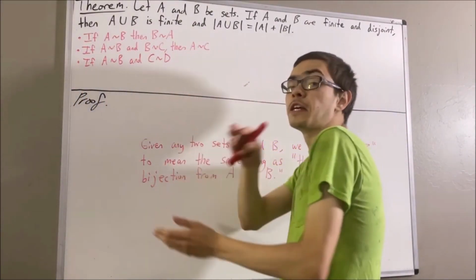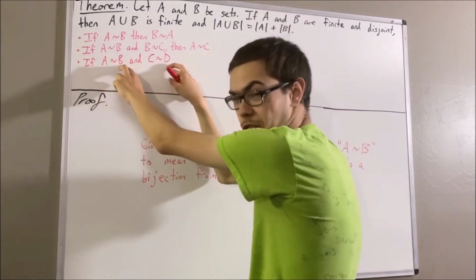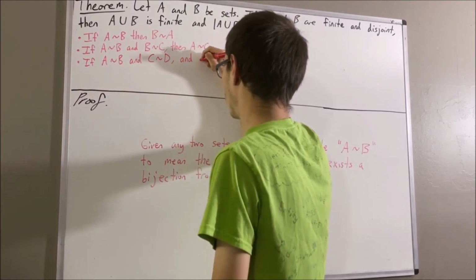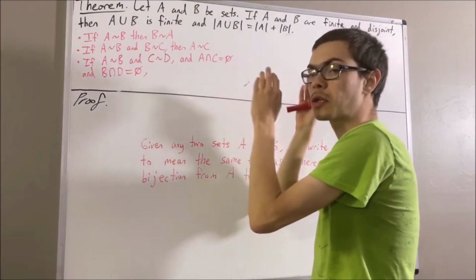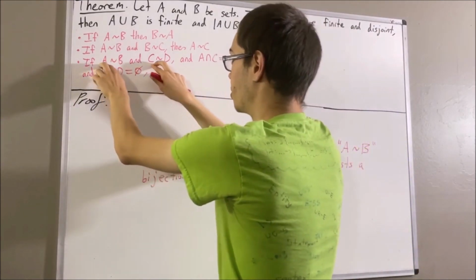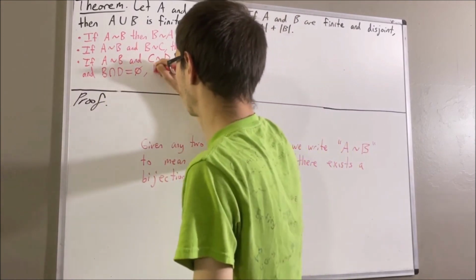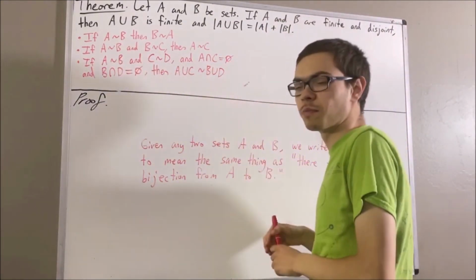in addition, if it's also the case that A and C are disjoint and B and D are disjoint, then it turns out there is a bijection from the union of A and C to the union of B and D. And I'm going to call this third fact theorem star.